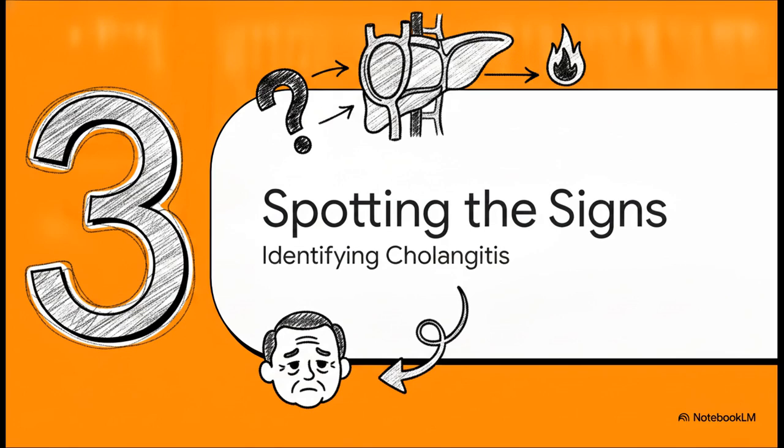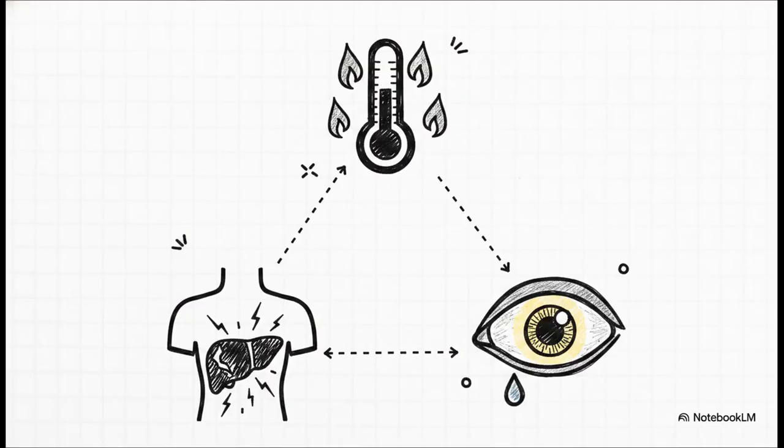Part 3, Spotting the Signs. How do we catch this in the clinic, and why did our 82-year-old patient throw us such a huge curveball? Okay, the absolute classic mnemonic you gotta know here is Charcot's triad. A really good way to remember this is the phrase, feel real jaundiced. Fever, right upper quadrant pain, and jaundice.